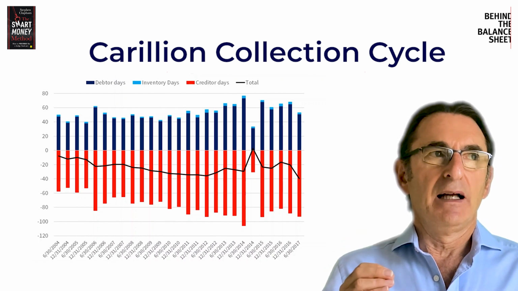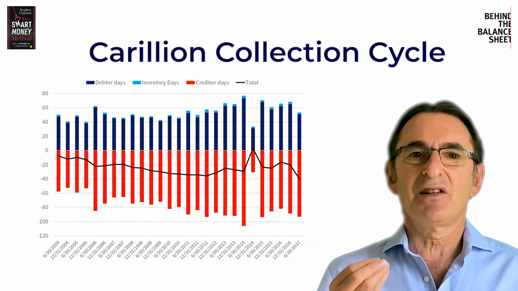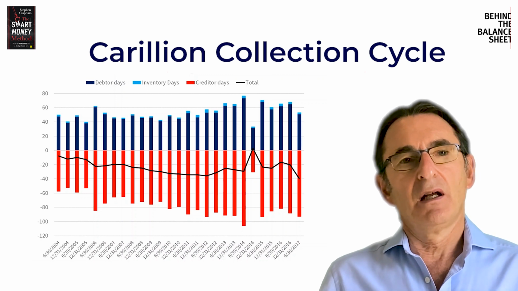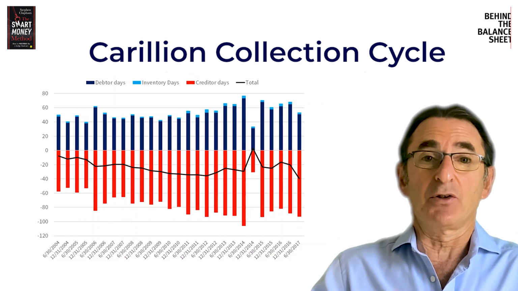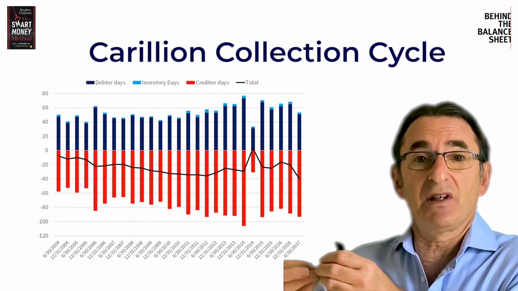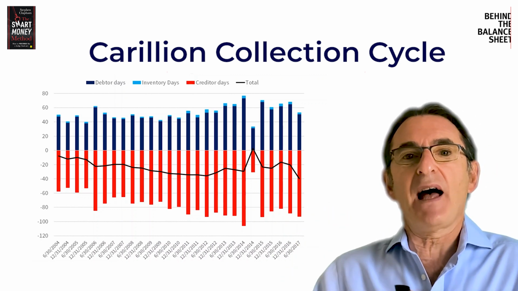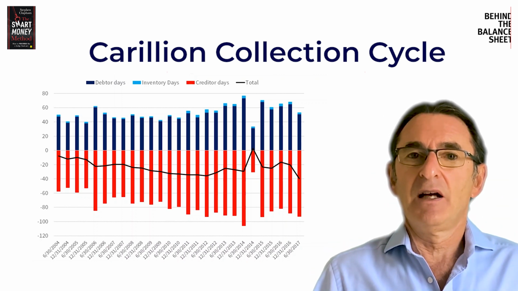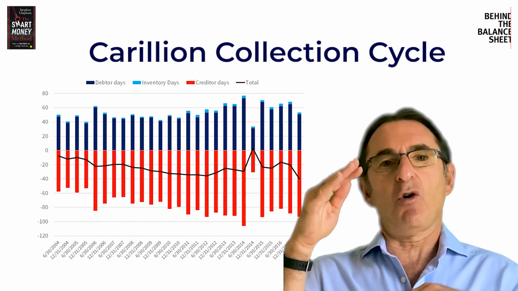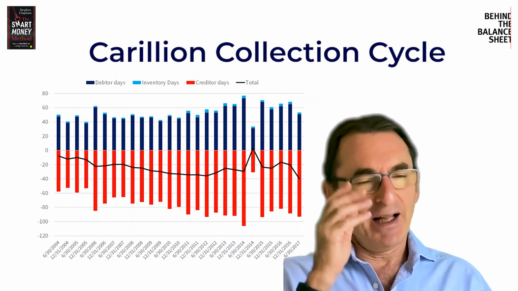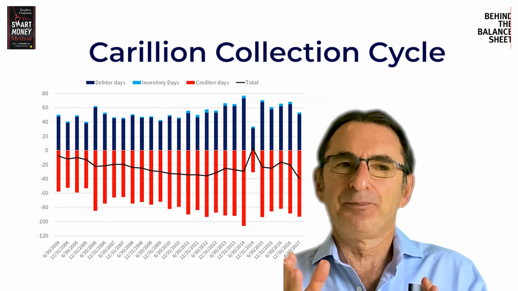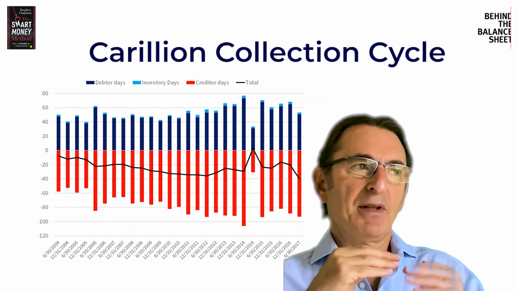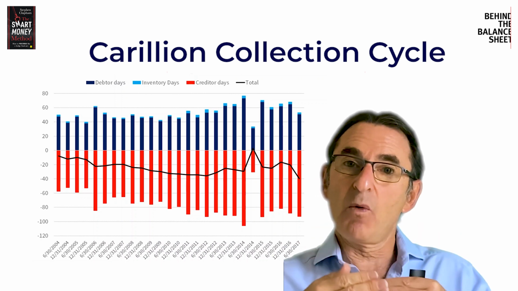Now, investors, analysts tend to like companies with negative collection cycles, because obviously a company with a negative collection cycle owes its suppliers, its trade creditors, more than what its customers owe it, its debtors, and its inventory. So it has negative working capital and its overall capital employed is reduced. And this is great if your sales are growing. But once your sales start to shrink, it becomes a real problem. Because that negative working capital starts to unwind.